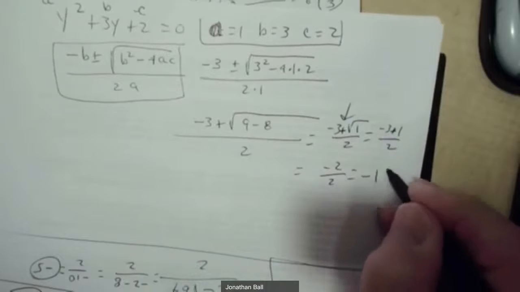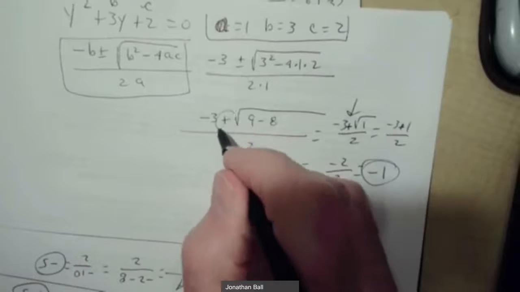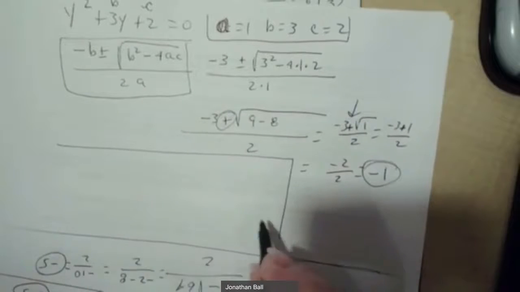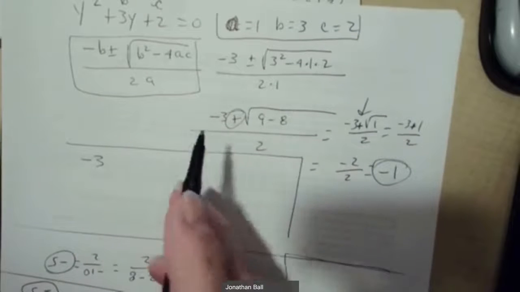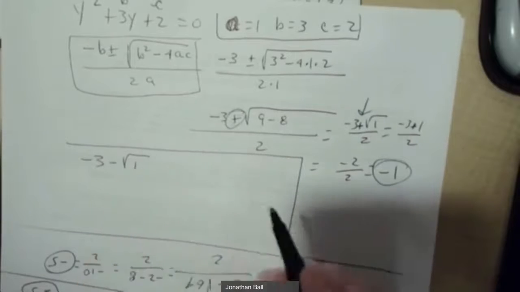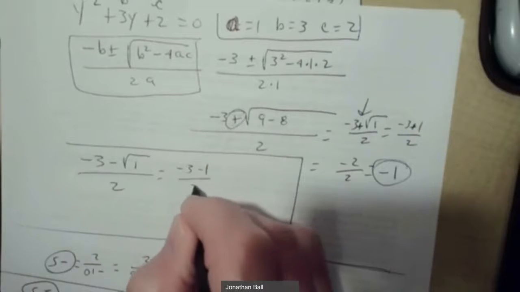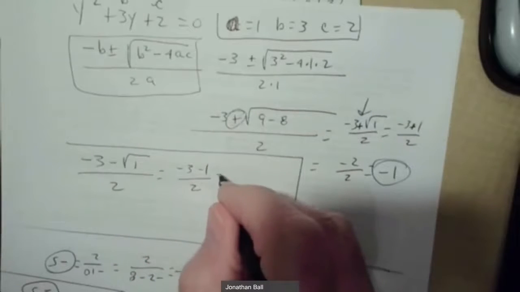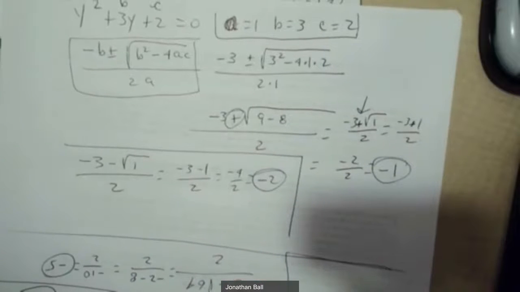So one of our roots is -1. Now we do the same thing here, except this is negative. So we have -3. Now instead of plus, we're going to have a minus the square root of 1 over 2. This is negative 3 minus 1 over 2. So this is negative 4 over 2, negative 2. Okay?